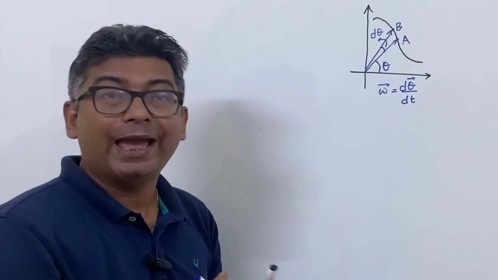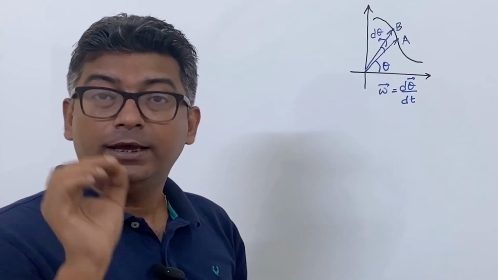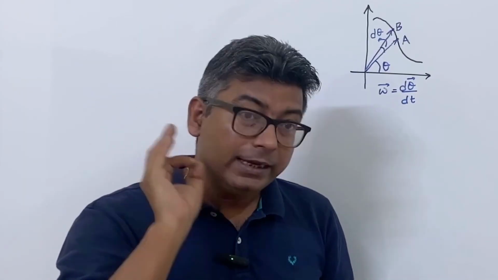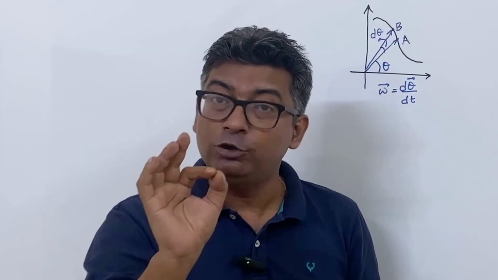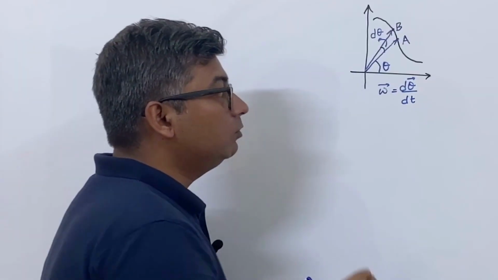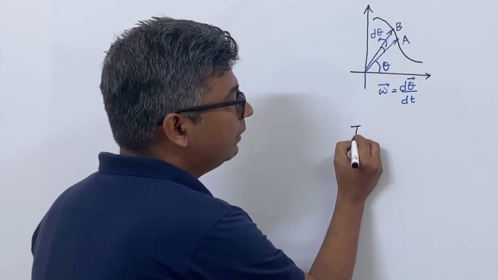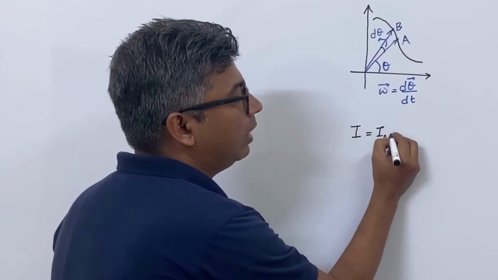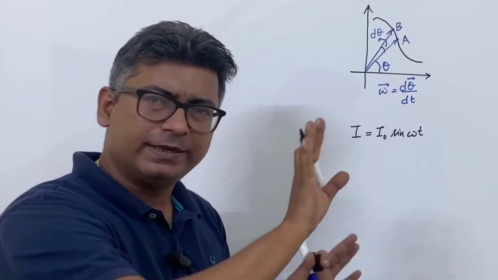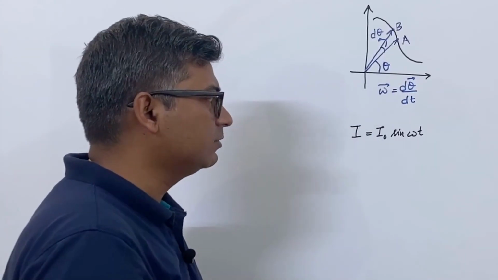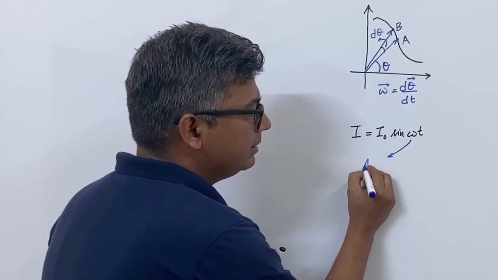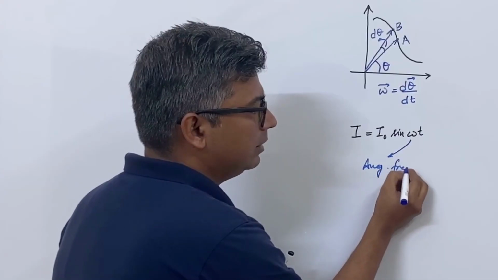First and foremost, angular frequency is related to any periodic phenomena, any kind of periodic phenomena. It doesn't need to be motion. For example, if I talk about alternating current, how do we define alternating current? I is equal to I naught sine of omega t. I'm removing the phase part, so let's not talk of phase difference, it is not needed here. So what is this omega? This omega is angular frequency.